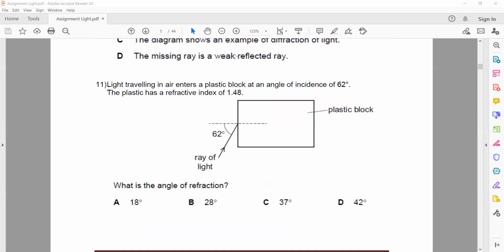Moving from air to glass, it will bend towards the normal. The refractive index is also given. What is the answer? Moving from air to glass.